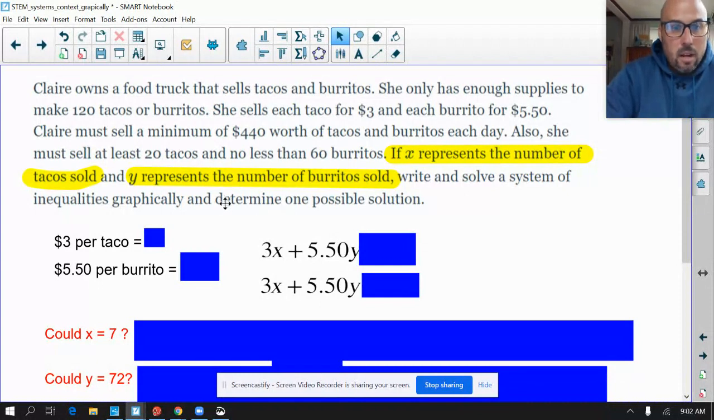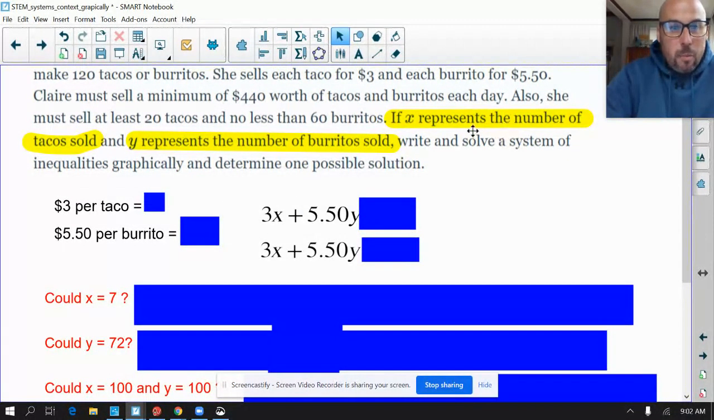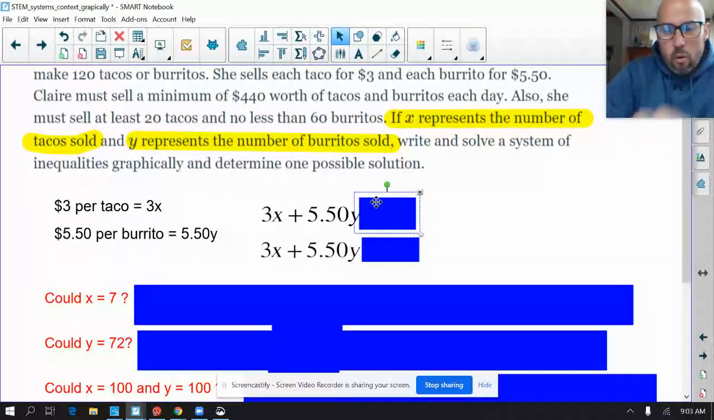Oh, yeah. Let's talk about the money first. X represents the amount of tacos. So $3 per taco, per implies multiply. So that's 3 times X. $5.50 per burrito, $5.50 times Y. So 3X plus $5.50Y, that will be all the money that she sells, the amount of money that she earns. All that money has to be, well, a minimum of 440.